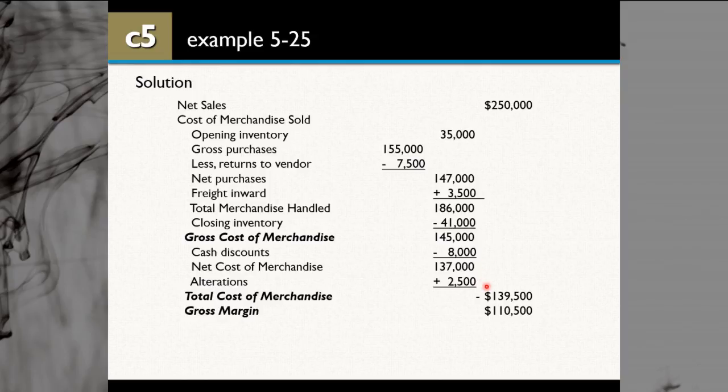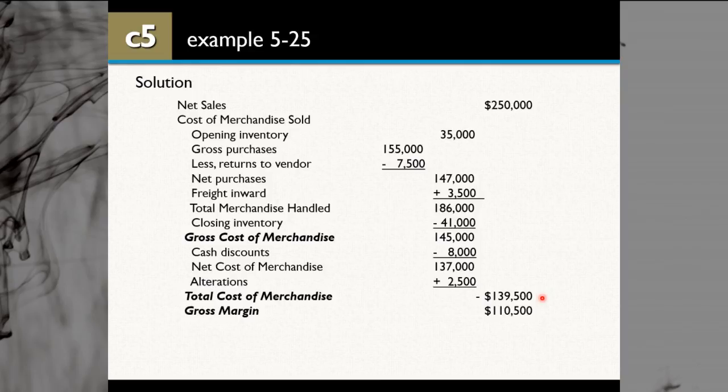In this case, there are some cash discount and alteration. So to get your total cost of merchandise, so it's more like a net cost of merchandise sold, you're going to deduct your cash discount and then plus your alteration. Then you got this total cost of merchandise as your net cost of merchandise sold. And you will use this to calculate your gross margin percentage, right?